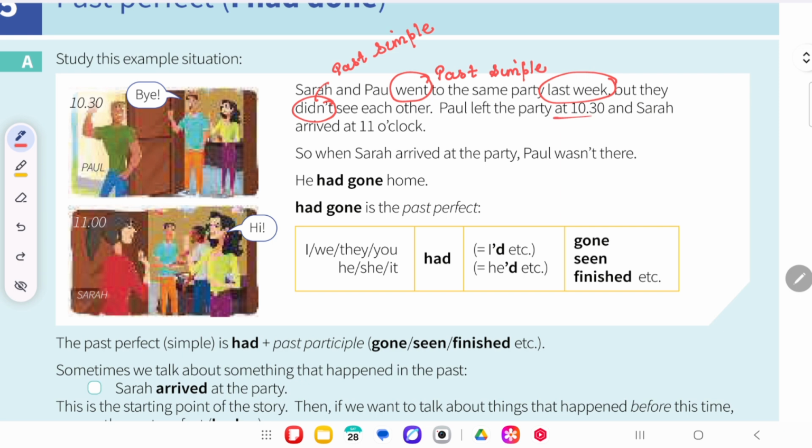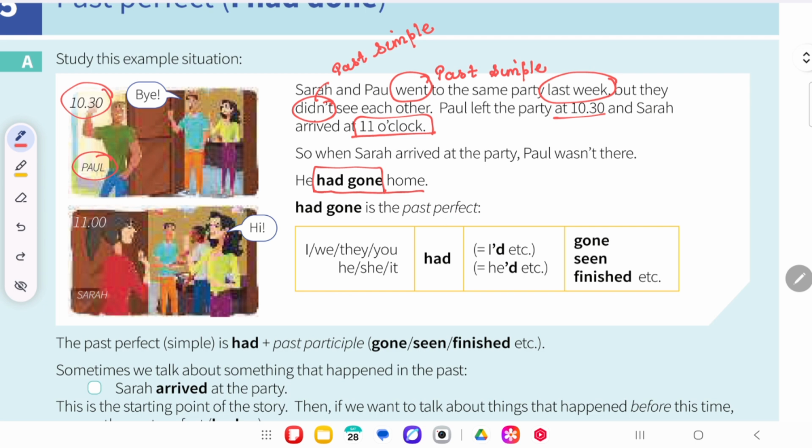Paul left the party at 10:30 and Sarah arrived at the party at 11 o'clock. So when Sarah arrived at the party, Paul wasn't there. As she reached at 11 o'clock, when she arrived at the party, Paul had left, or Paul wasn't there. He had gone home. He had gone home.